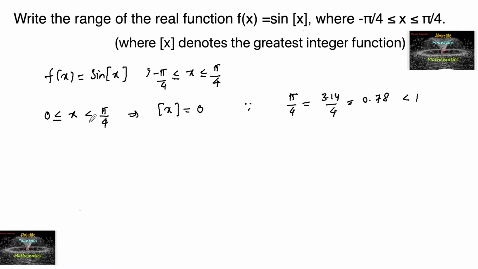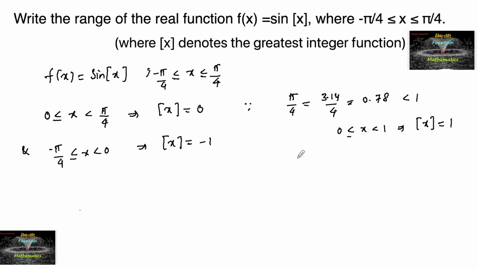If it is less than 1, we can say step x value is equal to 0. Since for 0 less than or equals to x less than 1, step x value is equal to 0. And for minus pi by 4 less than or equals to x less than 0, so we can consider step x value is equal to negative 1. Since for x lies between minus 1, including minus 1 and 0, step x value is equal to minus 1. So here it is step x is equal to 0, and here it is step x is equal to minus 1.